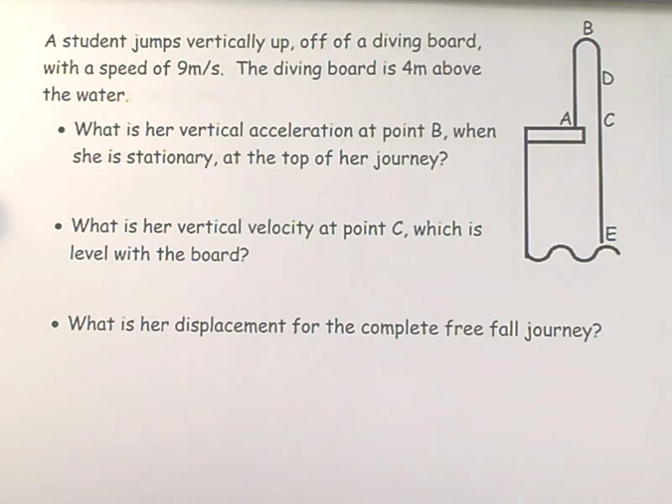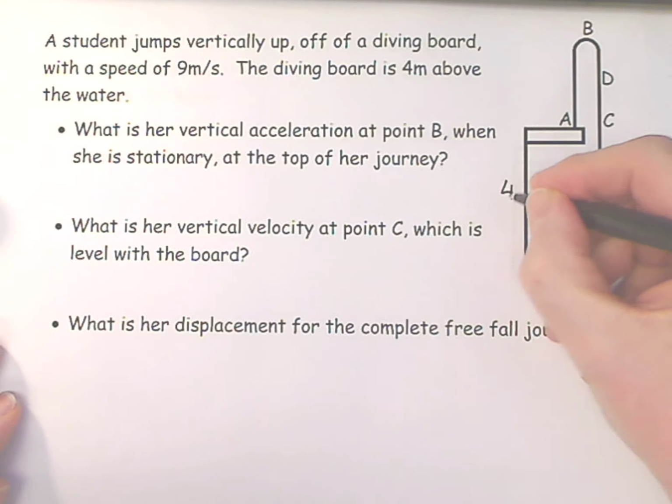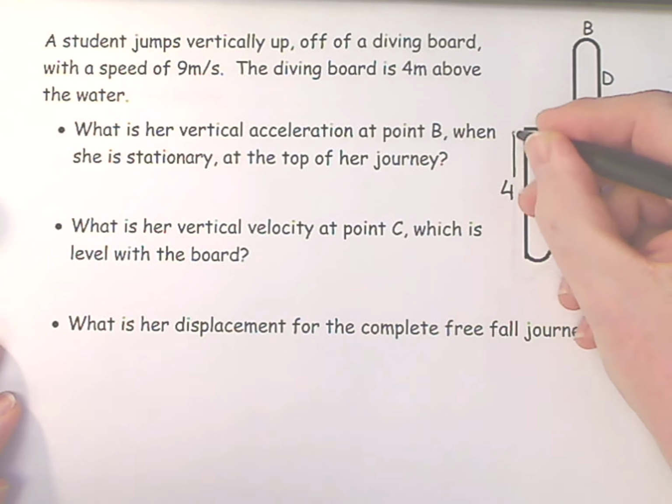So this question says a student jumps vertically up off a diving board with a speed of 9 meters per second. The diving board is 4 meters above the water. And it asks various questions about it. Let's just go to our diagram briefly and recognize that that distance from there to there is 4 meters.